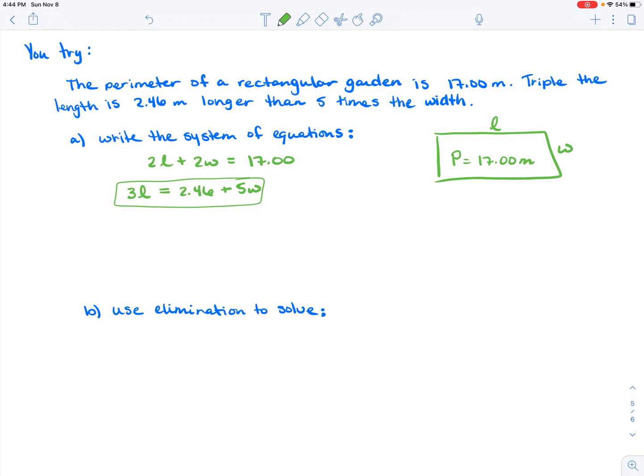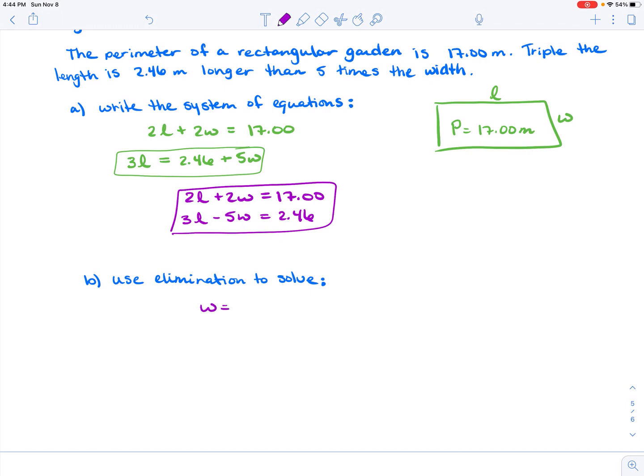Welcome back. And of course, if you rewrote, then you would have 2L plus 2W equals 17, and 3L minus 5W equals 2.46, and then you can go ahead and eliminate one of the variables. Once you've done that, you should have gotten the width equal to 2.88 meters and the length equal to 5.62 meters. I hope you did your check to make sure that your solution was in fact correct. If you haven't, stop the video, go ahead and do the check, make sure left side equals right side for both of the equations, come back for the answer.